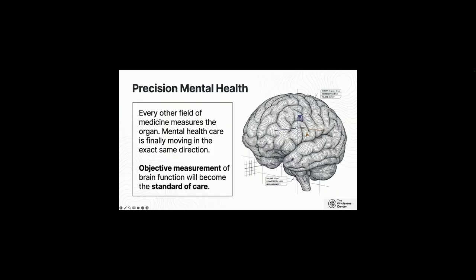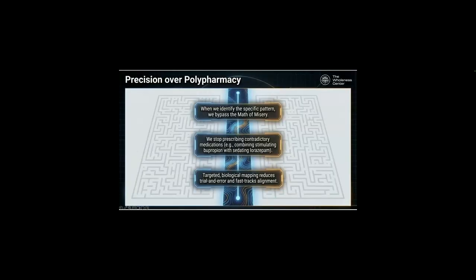Just like we talked about, every field of medicine measures the organ before we treat it. Mental health is now finally starting to move in that same direction. We spent decades refining labels, and now we're starting to measure function. Because again, once you can measure the brain objectively, we no longer have that trial and error. We're targeting. And eventually this becomes standard of care, and that's what we're trying to move towards. So we're no longer stacking medications and trying to cover up the outcomes. We are avoiding this math of misery layer that we talked about before.